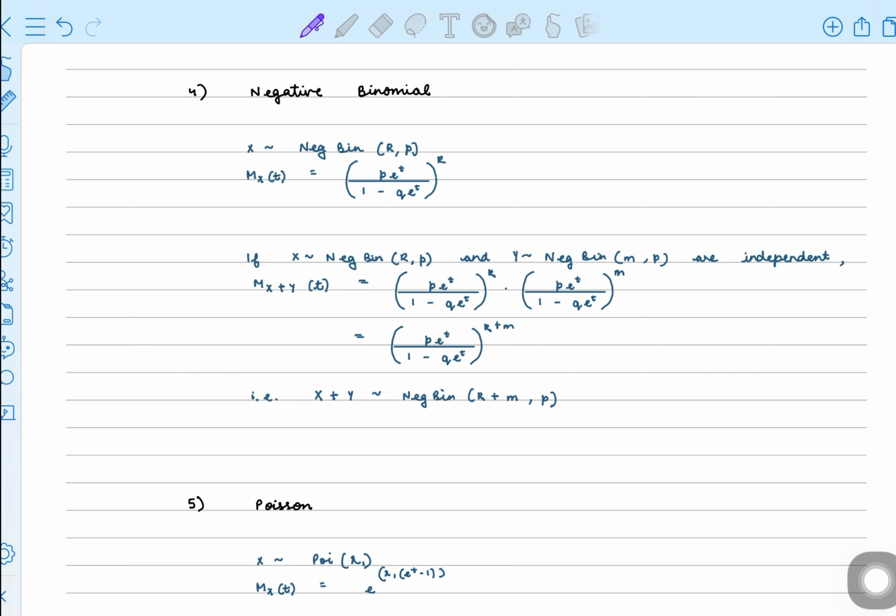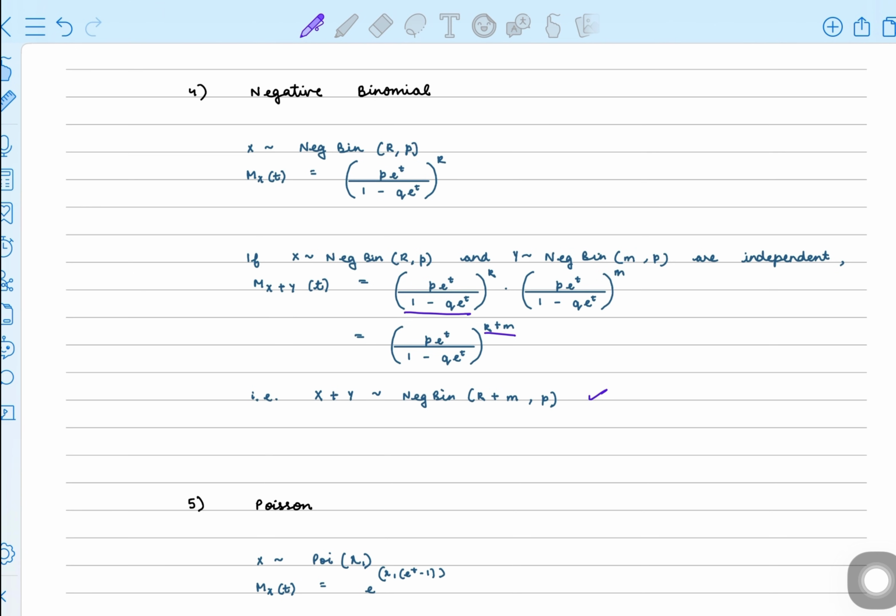Now if we have two random variables, and x is the same as given before, y follows the negative binomial distribution with parameters m and p, where p is common to both, such that both of these random variables are independent. Then the MGF of x plus y is given as follows. Again, we do the same as we did for the binomial distribution. Since this term is common, we simply add the powers. This gives us our final MGF.